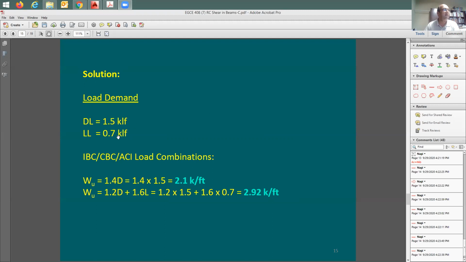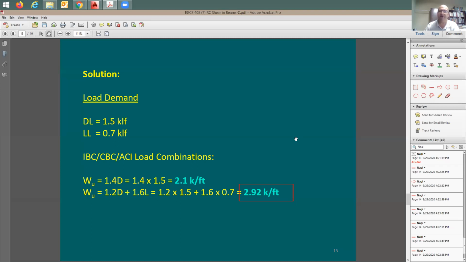So dead load and live load given to us: 1.5 kip per linear foot, and live load is 0.7 kip per linear foot. I'm going to be using the load combinations. Load combination means you're going to try 1.4 dead load versus 1.2 dead plus 1.6 live load. We tried this, and it turned out that this load is going to be controlling my design. This is going to be the 2.92 kip per linear foot.